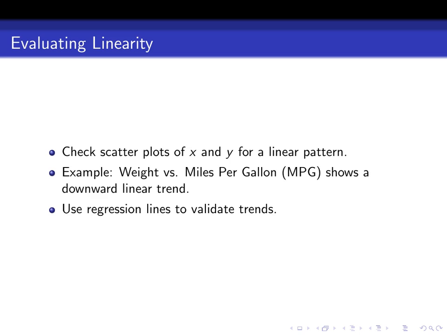Evaluating linearity involves checking scatter plots for a linear pattern. For example, weight versus miles per gallon often shows a downward linear trend, which you can validate using regression lines.